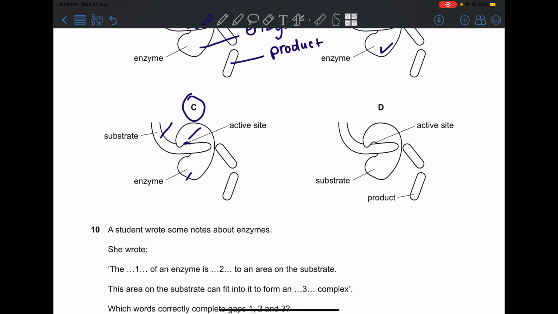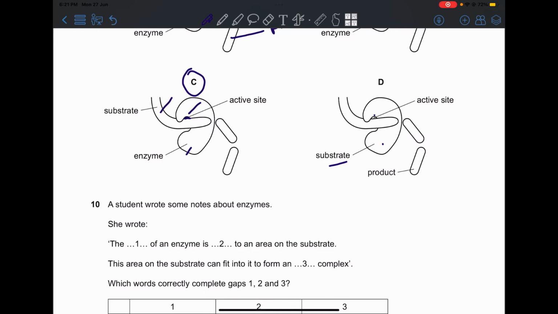Why not D? D is active site over here. This is not the substrate. This is actually the enzyme, this one. So this is actually 2 correct labels and not 3. So that's why we chose C.